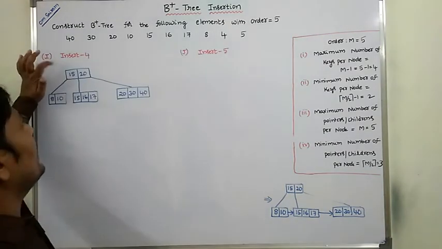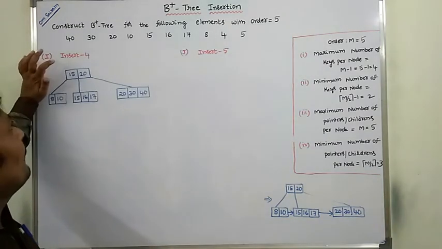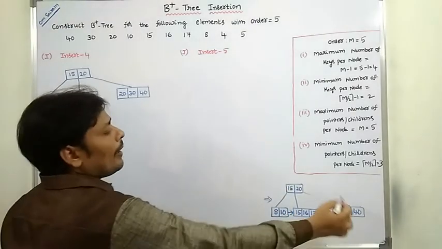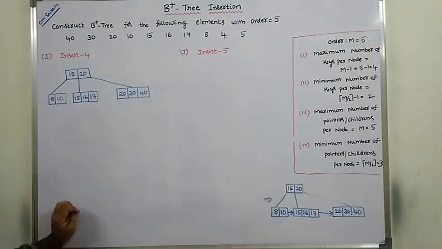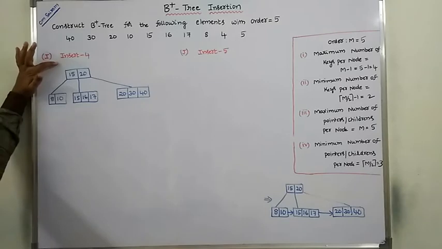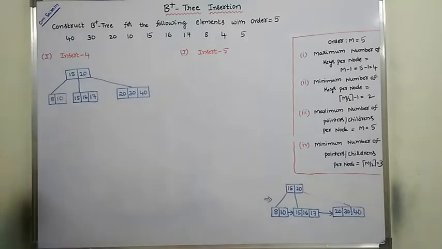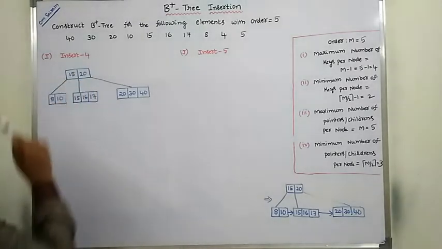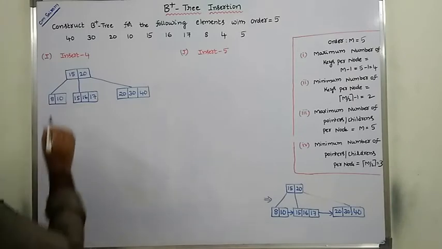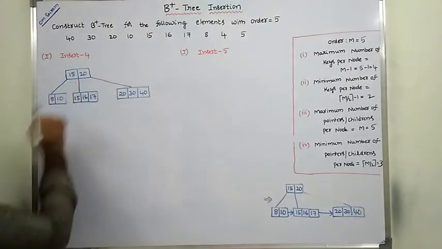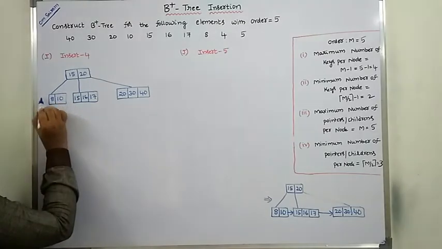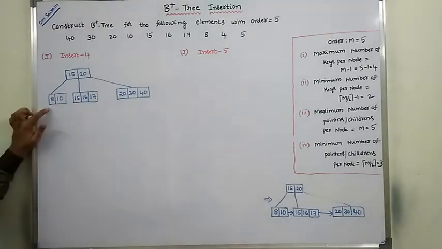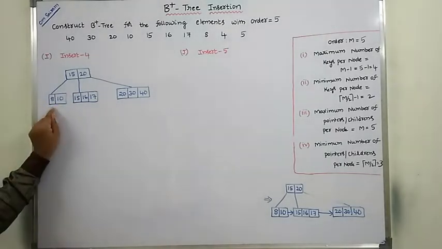Okay. Next we are inserting 4. So before inserting 4, this is the existing B plus tree. First we have to find out the location where we are inserting 4. 4 is compared with 15. So 4 is less than 15. So go to the left pointer of 15. It points to a left subtree. The left subtree contains a node that contains two key elements, 8 and 10.